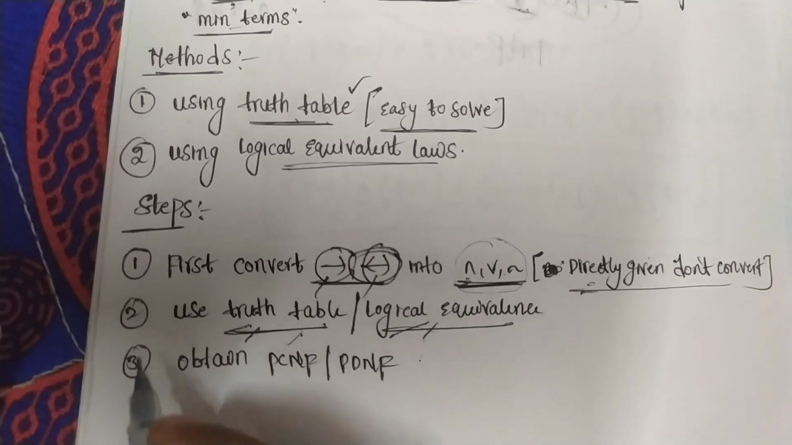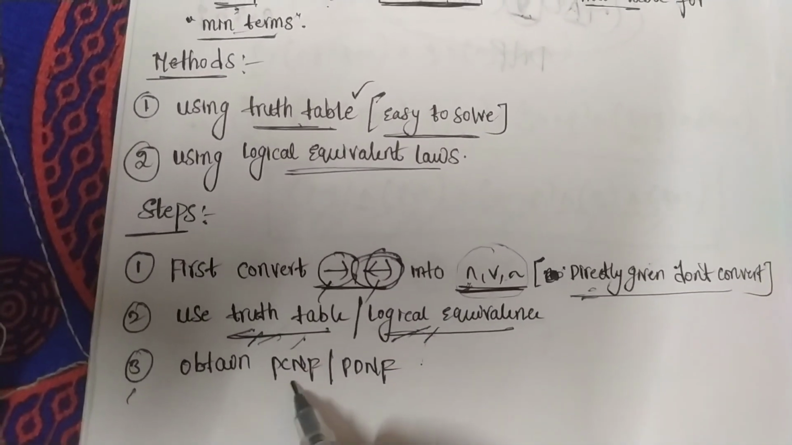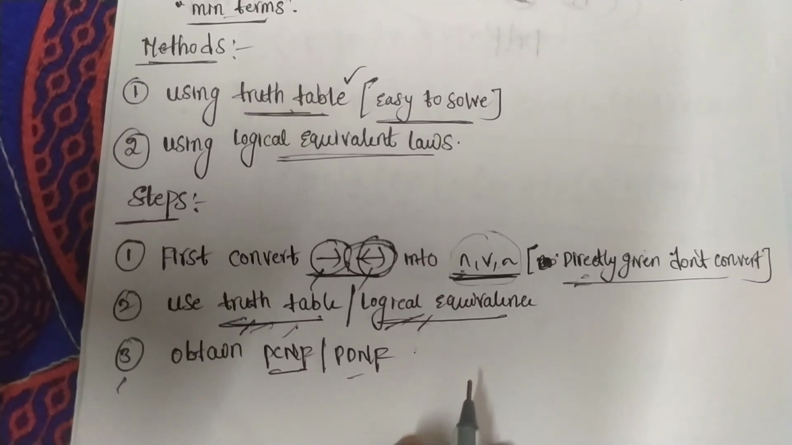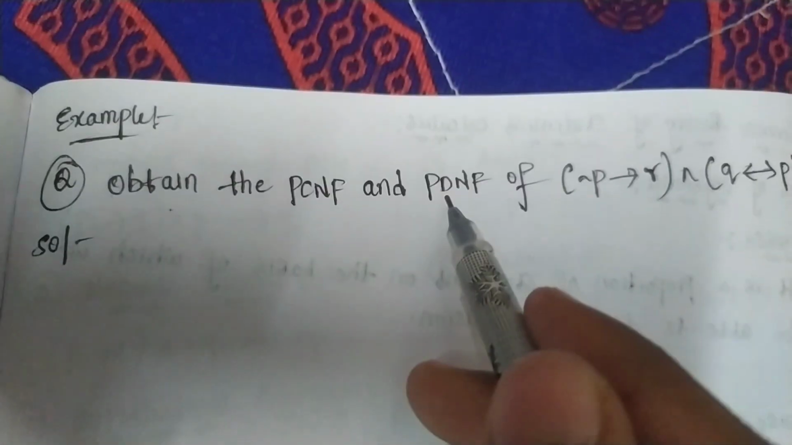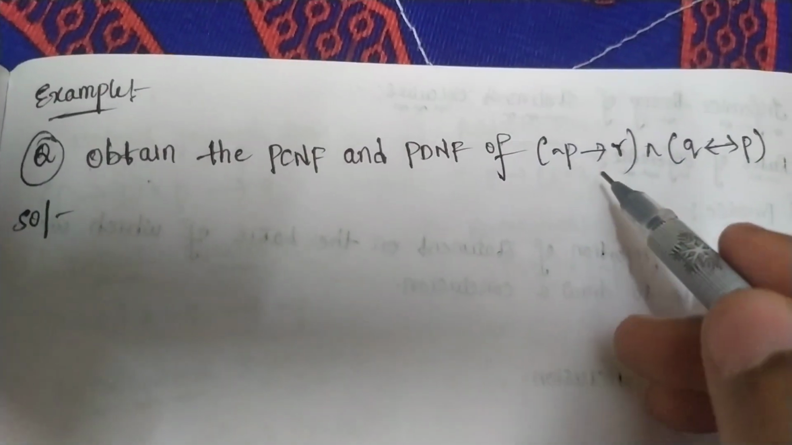The third step is that by using these two methods we can obtain the PCNF and PDNF values. Let us consider an example problem. The question is: obtain the PCNF and PDNF of negation P.